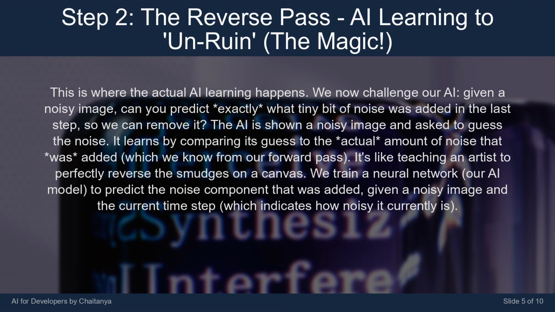This is where the actual AI learning happens. We now challenge our AI. Given a noisy image, can you predict exactly what tiny bit of noise was added in the last step, so we can remove it? The AI is shown a noisy image and asked to guess the noise. It learns by comparing its guess to the actual amount of noise that was added, which we know from our forward pass. It's like teaching an artist to perfectly reverse the smudges on a canvas. We train a neural network, our AI model, to predict the noise component that was added, given a noisy image and the current time step, which indicates how noisy it currently is.